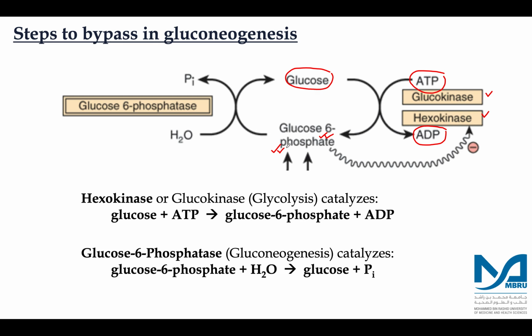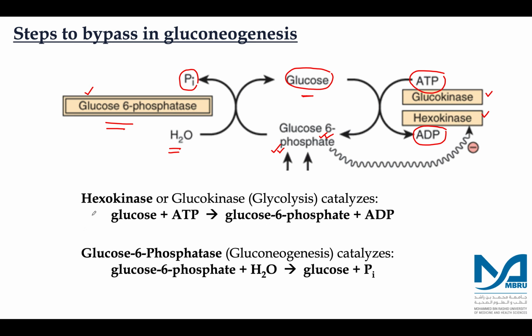That means you need to synthesize glucose from glucose 6-phosphate, and the enzyme that catalyzes this particular step is glucose 6-phosphatase. As I mentioned previously, it's a simple hydrolysis reaction. In the process, we use water and inorganic phosphate is released from glucose 6-phosphate, which is then converted to glucose. So glucose 6-phosphatase reverses the step that is catalyzed by hexokinase or glucokinase.